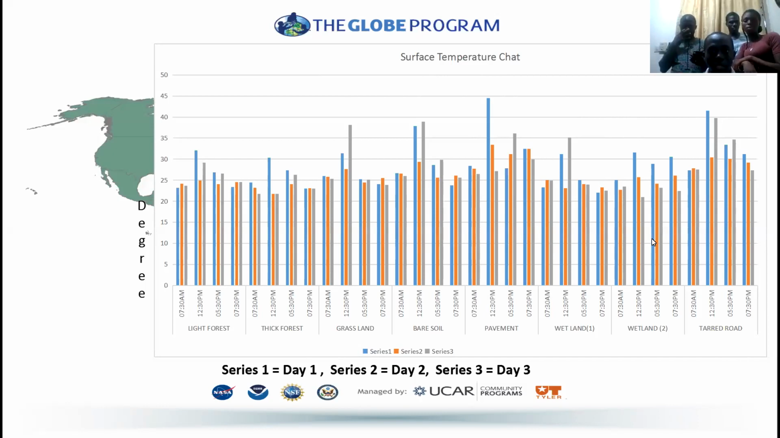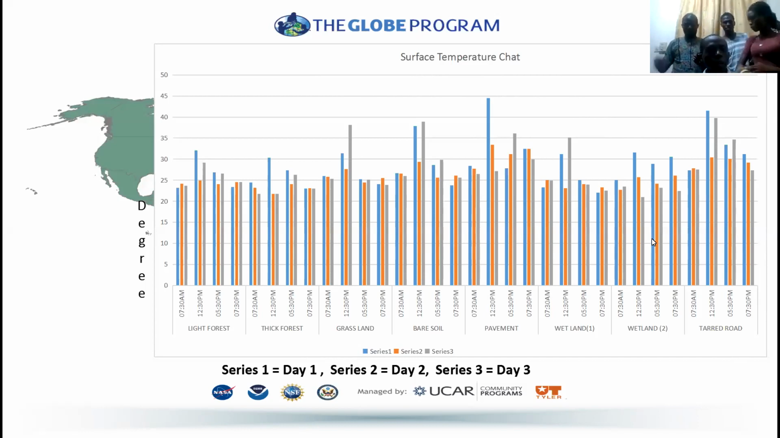And if you look at the chart, you can see clearly that the pavement has the highest temperature. Pavement is a black surface which absorbs and radiates heat. So that's the main reason why it has the highest temperature. Then we have the wetland also. The wetland has water which absorbs heat, and it takes longer for it to radiate it. That's why the wetland has the lower temperature.